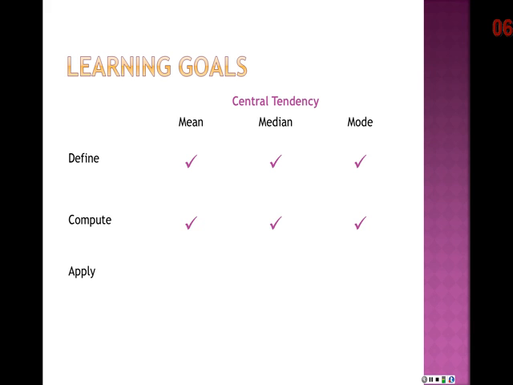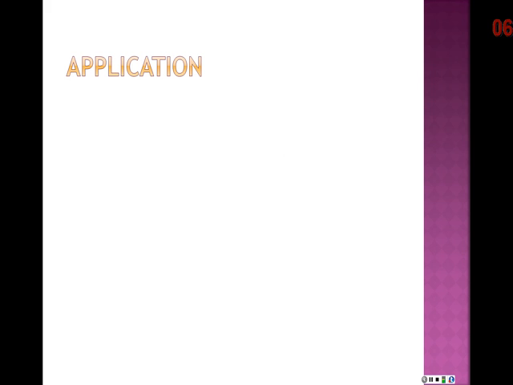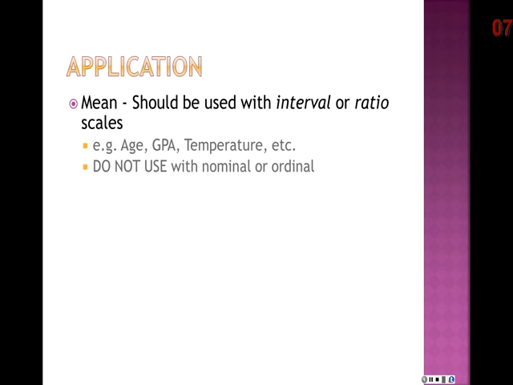So now we've defined each of the 3 central tendencies, mean, median, and mode. We've computed each of them, and now we're going to apply them. The application here applies to the types of scales. Remember last lecture we talked about the various types of scales, right? We talked about nominal, ordinal, interval, and ratio scales. And so the mean should be used only with interval or ratio scales. This includes age, GPA, temperature, etc. And it should not be used with nominal or ordinal data.